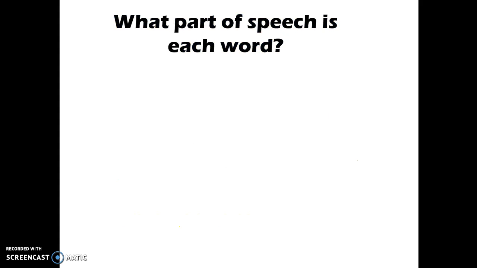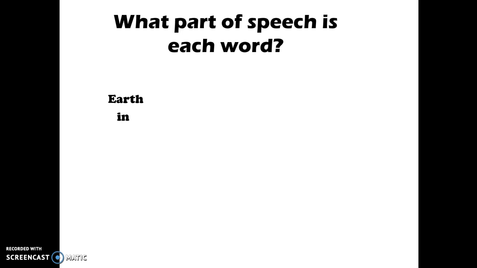So what part of speech is each of the following words? I'm going to put a word up and I'm going to give you a second to think about it, and then I'll explain what it is, and we'll see if you got it right. Earth is a noun. Earth is actually a proper noun. It should always be capitalized when we're talking about the planet. When we're talking about dirt, the earth, then it's a common noun, but it is a noun.